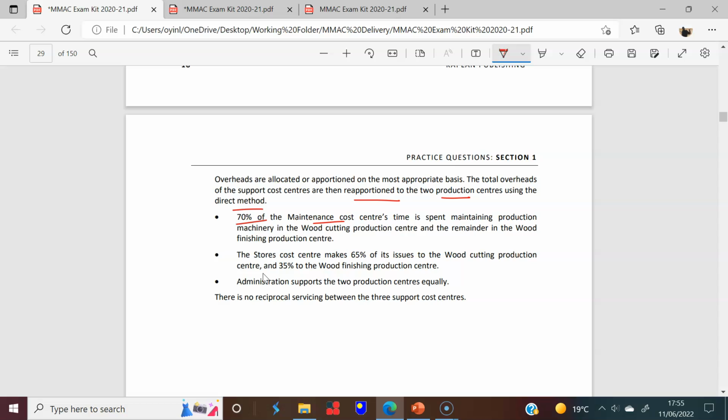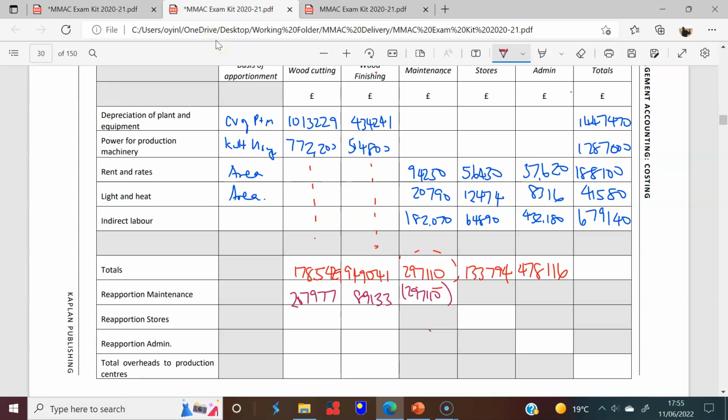The stores tend to make 65% of its issues to the wood cutting. So 65% of stores. So I'm going to get rid of this 133,794, and 65% of that. I believe, yes, 133. I think it was 65%. It did say 65%. And it's easy to make little errors with your maths, so don't let that hold you. Minus 133,794, yes, I have here 46,827.